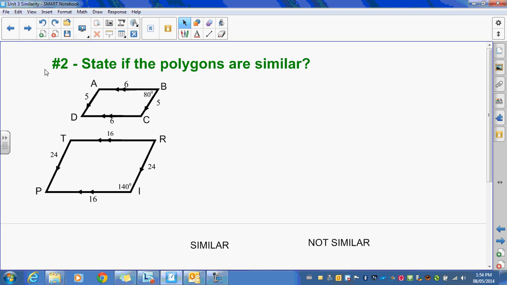Okay, your turn number 2. State if the polygons are similar. Make sure you check to see what you did on your last one and try this one. I'll give you a few minutes.